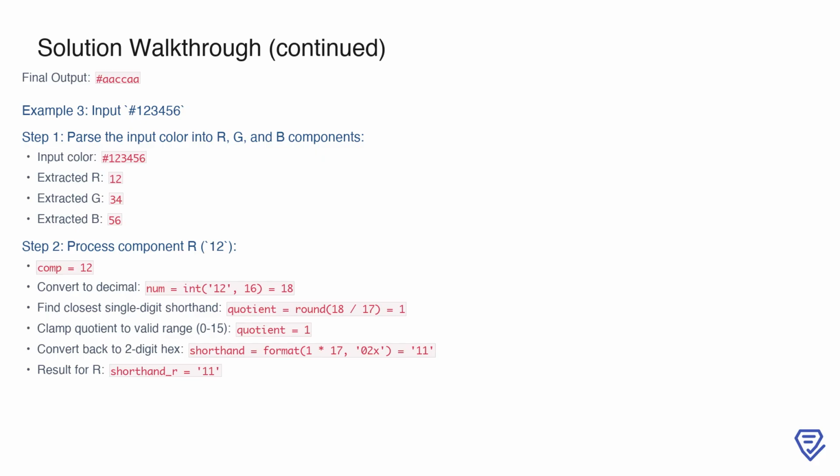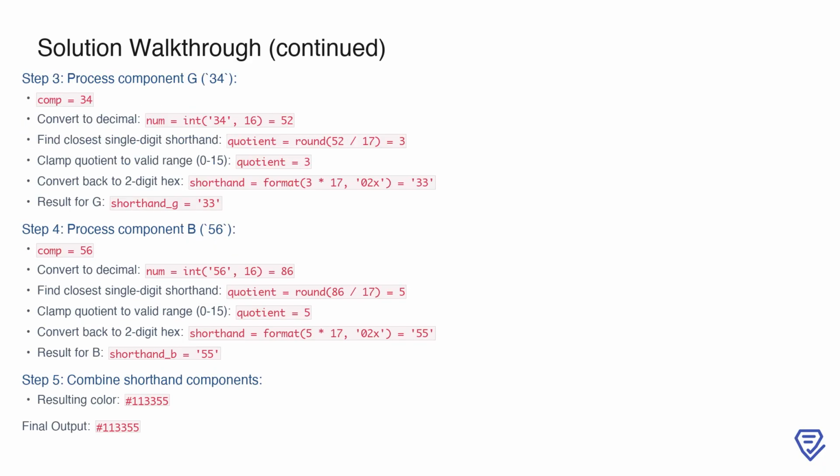Now, let's proceed with the third example, where the input color is #123456. As always, we start by parsing this into its red, green, and blue components. The red component is 12, the green component is 34, and the blue component is 56. Starting with the red component 12, we convert it to decimal, which results in 18. Dividing 18 by 17 and rounding gives us 1, which is within the valid range. Multiplying 1 by 17 and converting it back to hexadecimal results in 11, the shorthand representation for red.